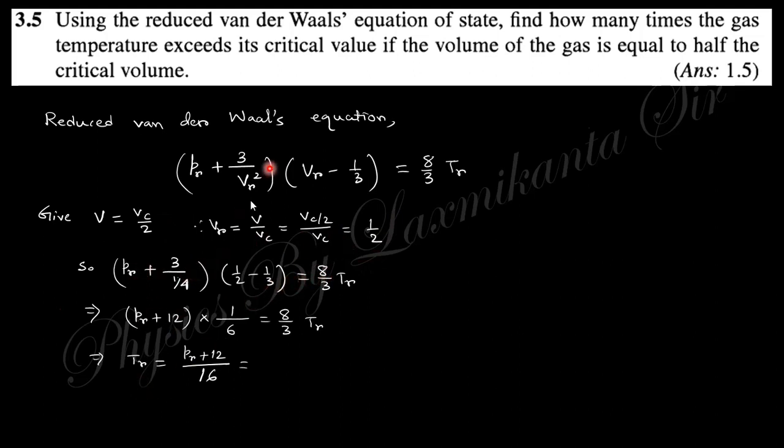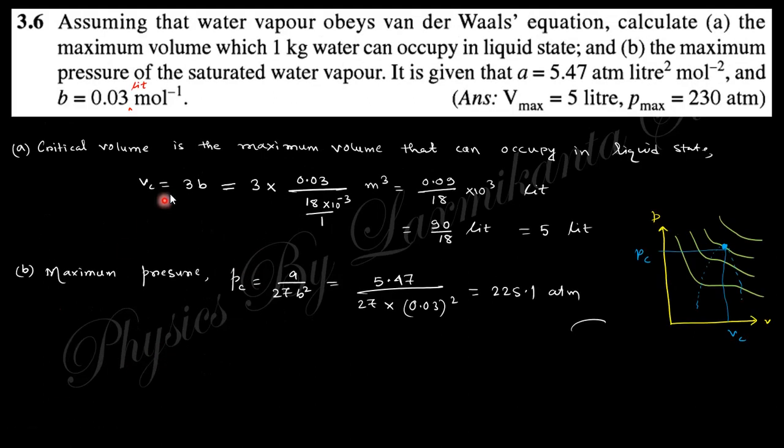But here I cannot find Tr because Pr is not given. At this moment I cannot solve this question. If anyone can do this, you must comment in the comment box. Otherwise, when I can solve this problem, I can provide the PDF in the description box, right? Go to the next one.